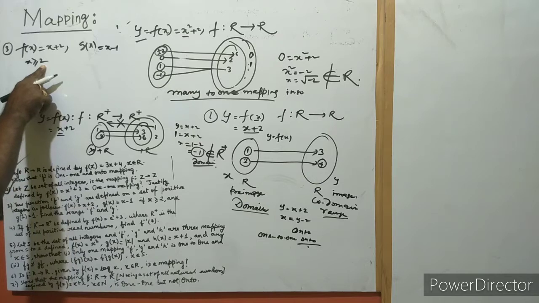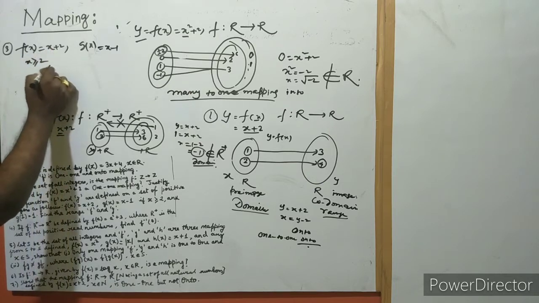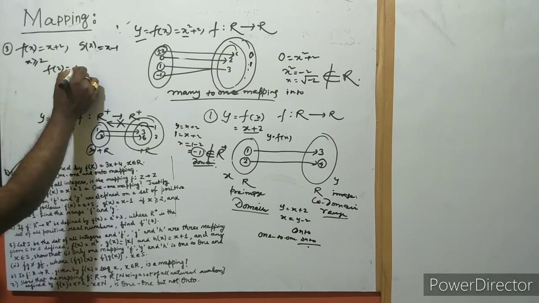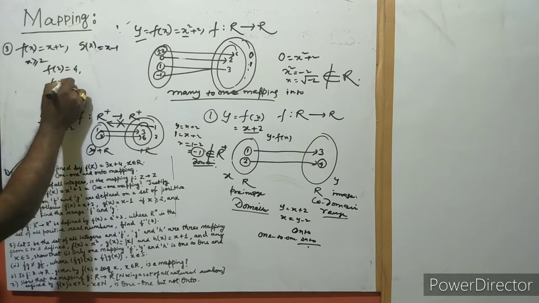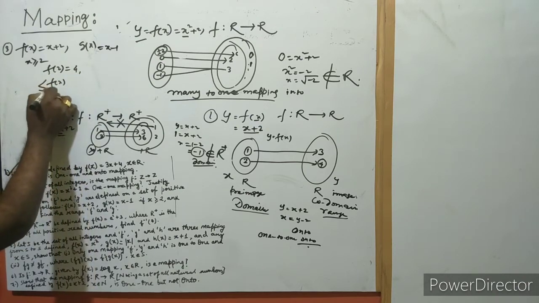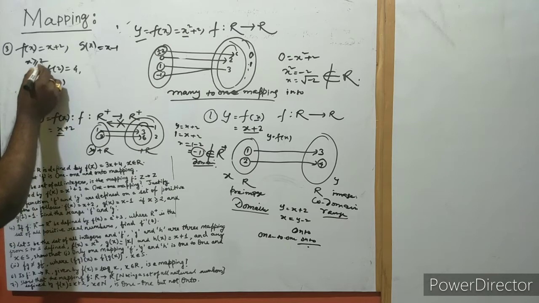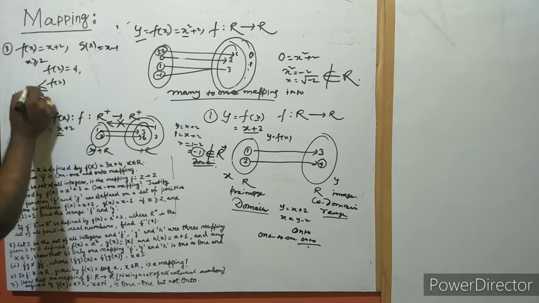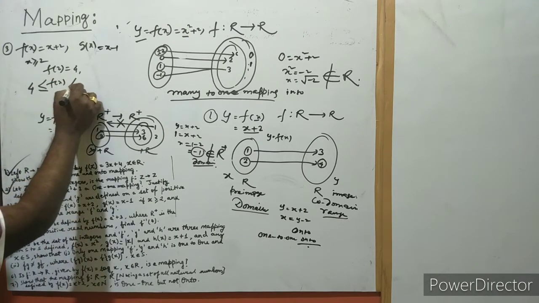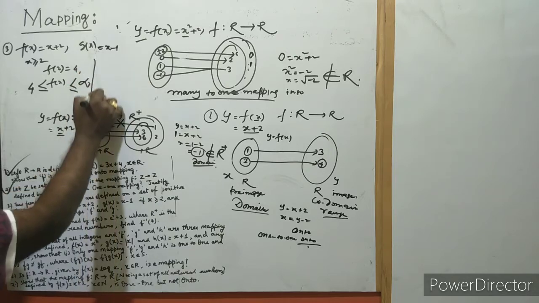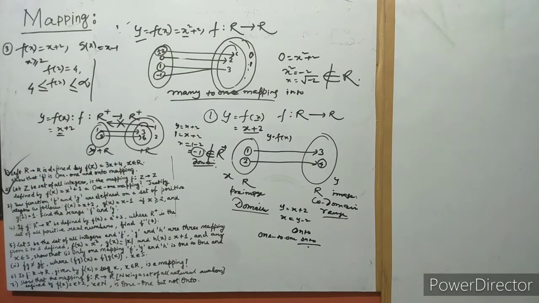When we satisfy this equation, we get 4. So f of x is more than or equal to 4. This is 2 or more. So we get 4 to infinity. This is the range. Okay.